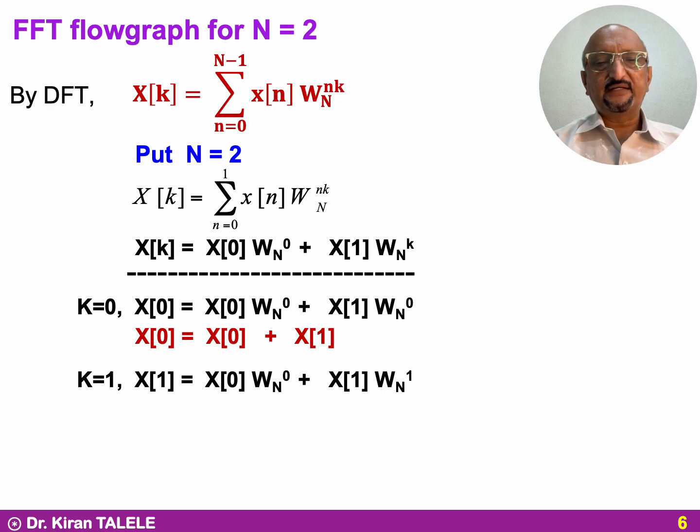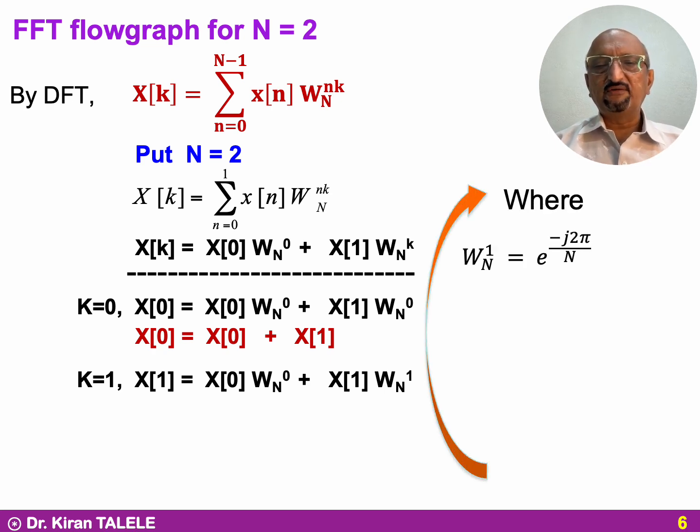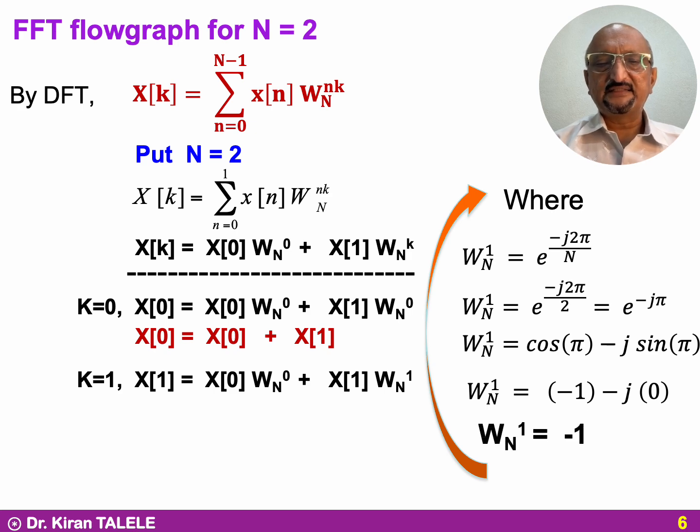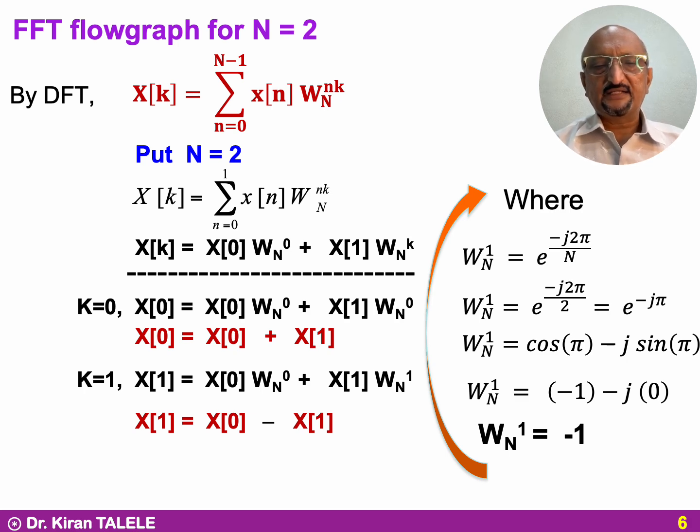And at k equal to 1, we get X of 1 equal to x of 0 into W_N raised to 0 plus x of 1 into W_N raised to 1. We need to calculate W_N raised to 1. To calculate this, we'll start with the basic definition of the W term. Let's put N equal to 2. So this is e raised to minus j pi, that is cos pi minus j sin pi. Cos pi is minus 1 and sin pi is 0, and therefore W_N raised to 1 is minus 1. By substituting W_N raised to 1 equal to minus 1, we get X of 1 equal to x of 0 minus x of 1.